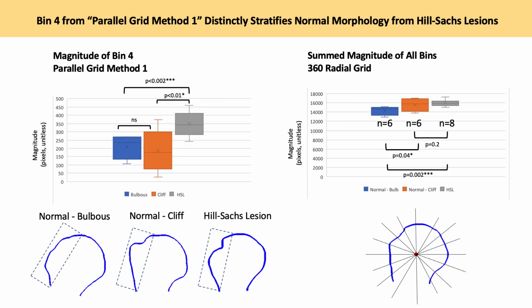But when we applied this radial grid method, as seen on the left, we see a very robust separation between Hill-Sachs lesions and both the normal cliff morphology and the normal bulbous morphology. And in this case, it's just the one bin, frequency bin number 4, that distinctly captures the difference between the bulbous morphology, the cliff morphology, and Hill-Sachs lesions.